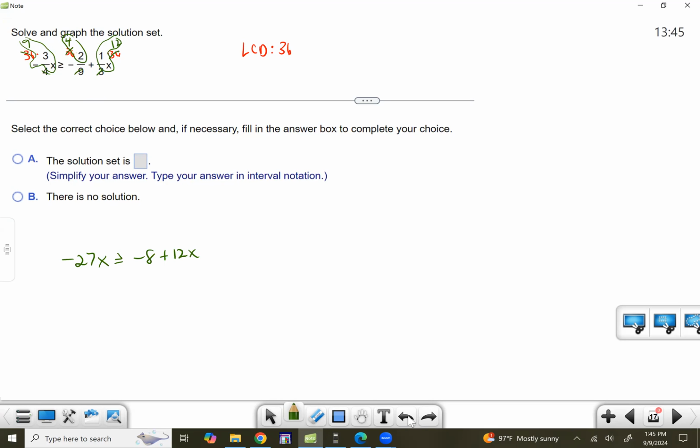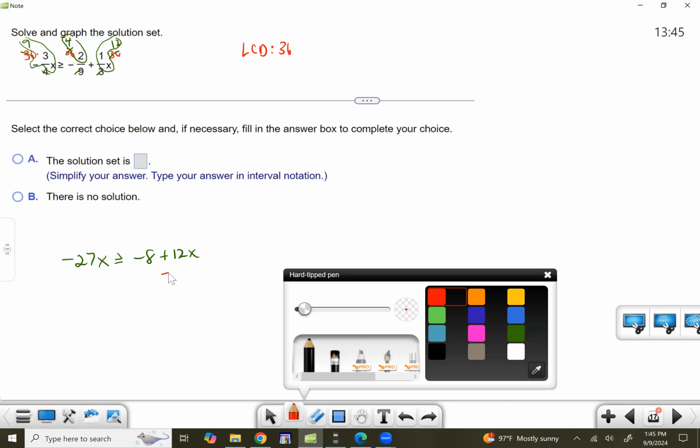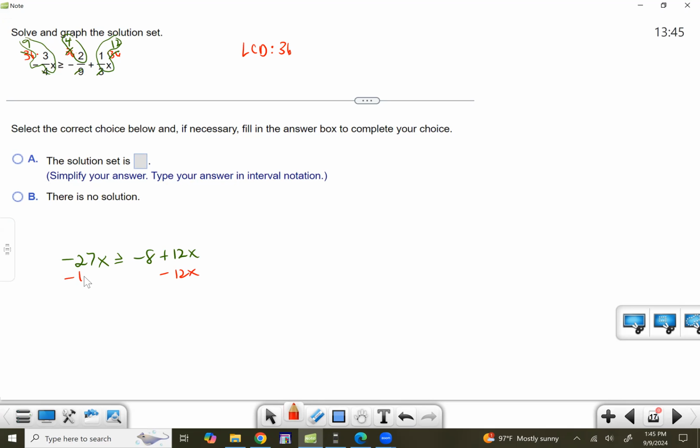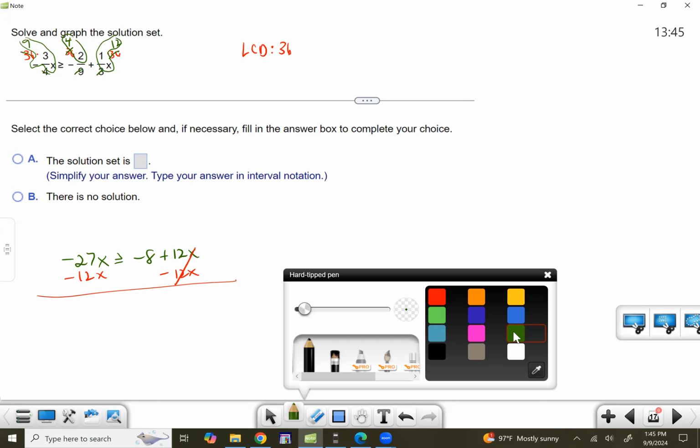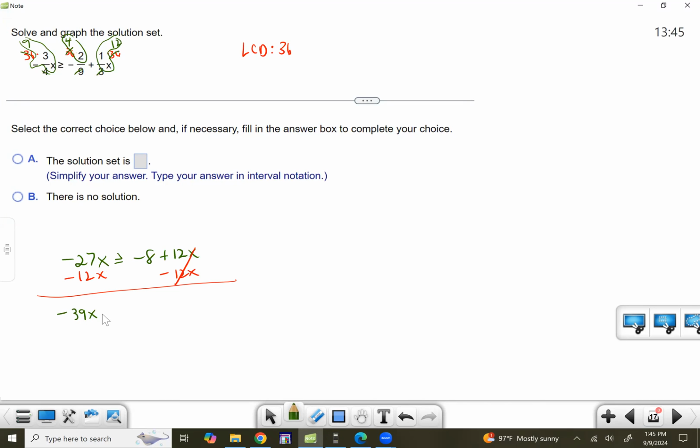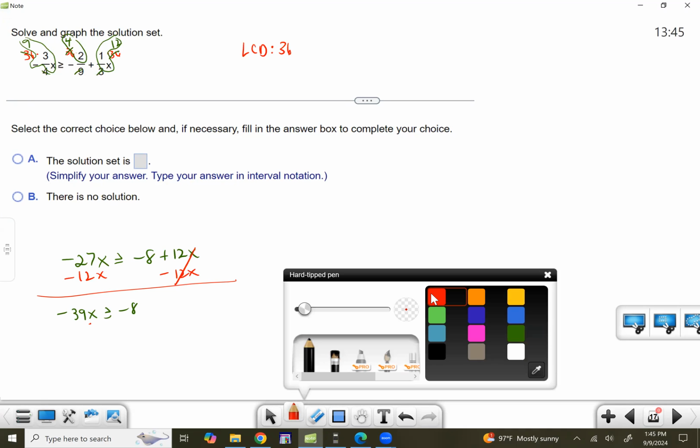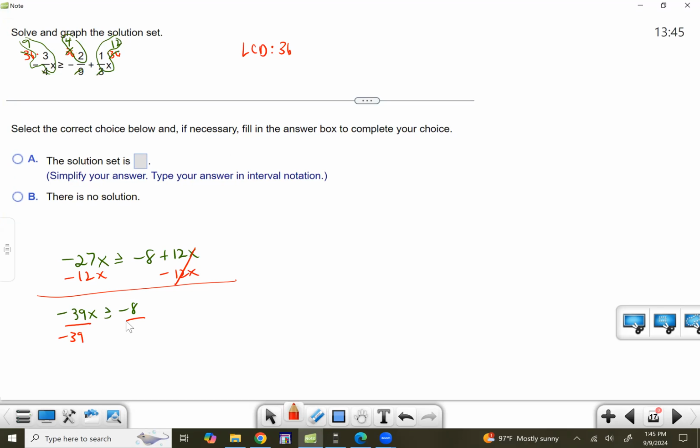Okay, so now we want to get the variables on the same side. So I'm going to go ahead and move this 12x over to the other side, so that way the variable's on the left. That gets me negative 39x. And then my last move is to divide by a negative 39. Now remember, when you divide by a negative, this sign has to flip. So on my next line, instead of it being a greater than or equal to, it's going to be a less than or equal to. And remember, a negative divided by a negative equals a positive.